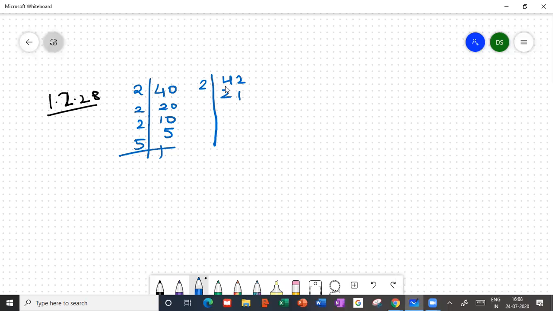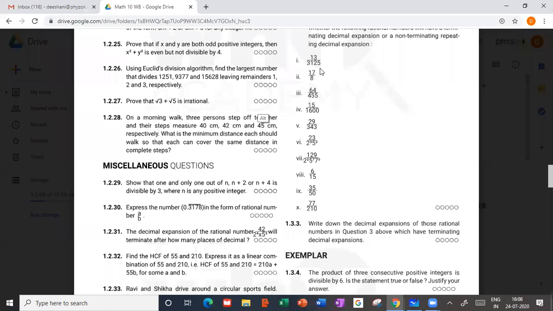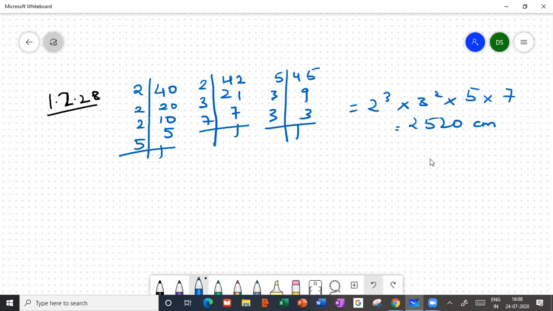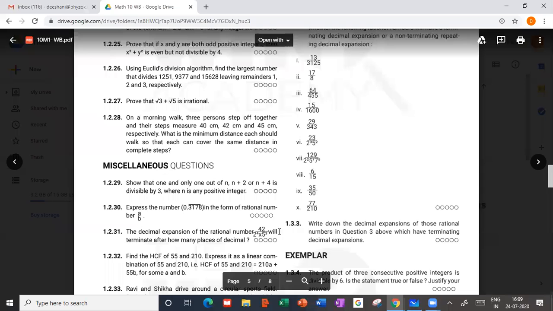221. And 48, right? 45. Sorry. Yeah, so the highest power of 2 is 2 power 3. The highest power of 3 is 3 square. Then 5 is just 5. And 7 is also just 7. So where did you get stuck, Pratim? I did not understand. I've solved it, so now it should be fine. Right? So if you multiply all of this, you will get 2520. Check your prime factorization once.